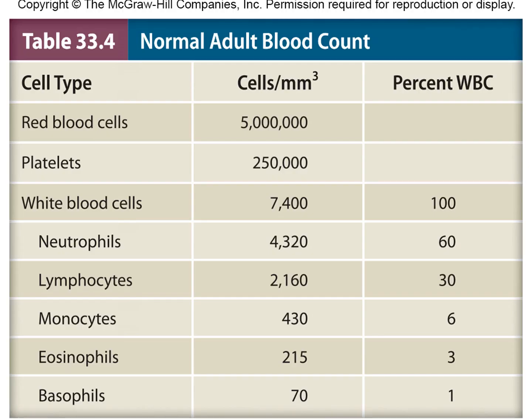All I really want you to get out of this table is that if you're looking at a blood smear, the most numerous cell that you're going to see on the slide are the red blood cells, followed by the platelets, and then the white blood cells will be the least numerous of the cells in the blood. And then out of the white blood cells, the most common white blood cell you're going to see on a blood smear will be the neutrophils. And the rarest type of white blood cell to see on a blood smear would be the basophils.